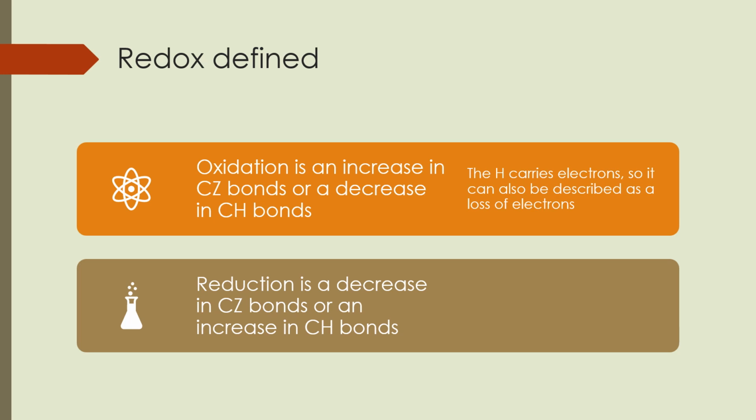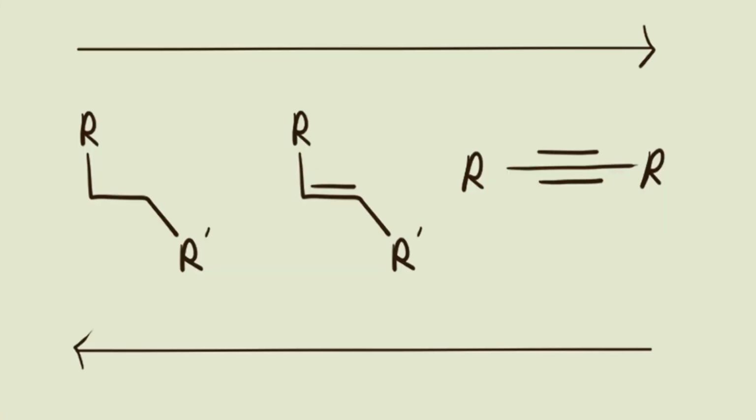Reduction is a decrease in C-Z bonds or an increase in C-H bonds. It's gaining more hydrogen and more electrons. This makes sense because it's called reduction, and when an atom gains electrons, its charge is reduced.